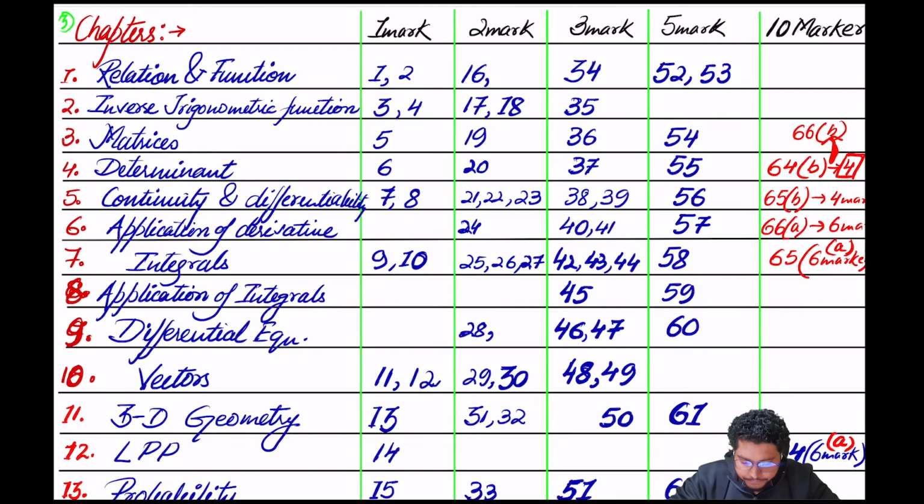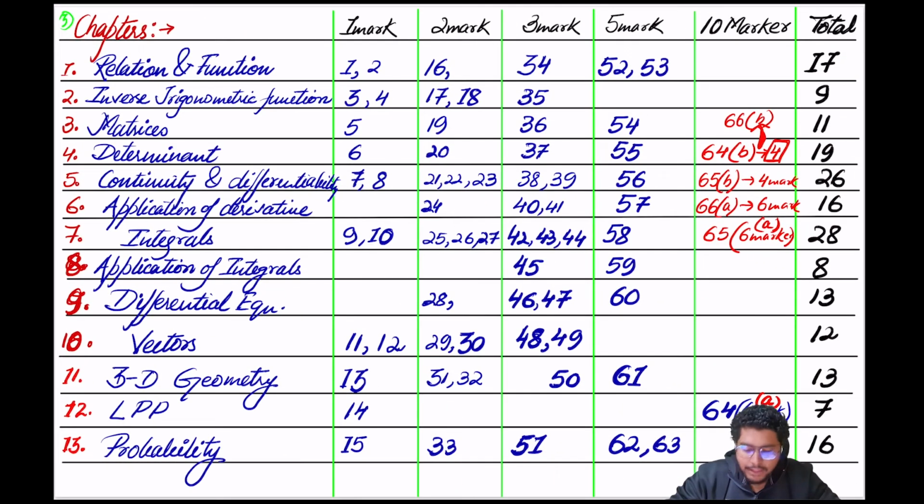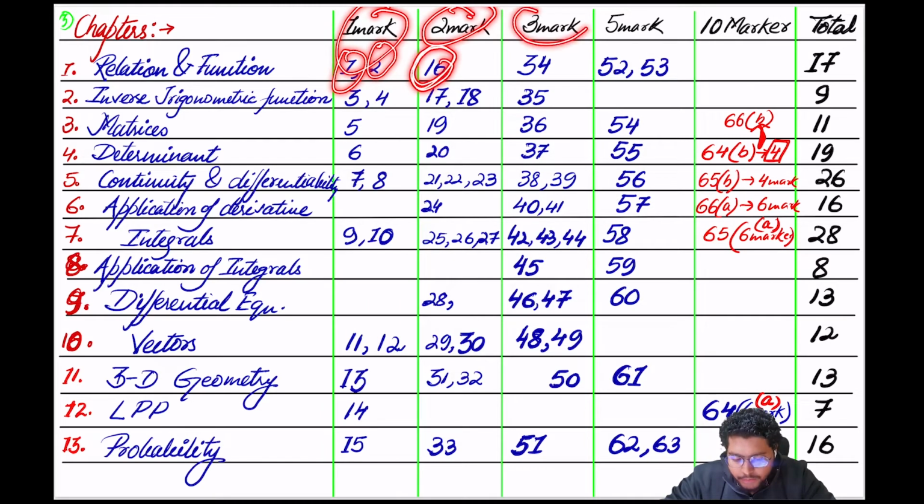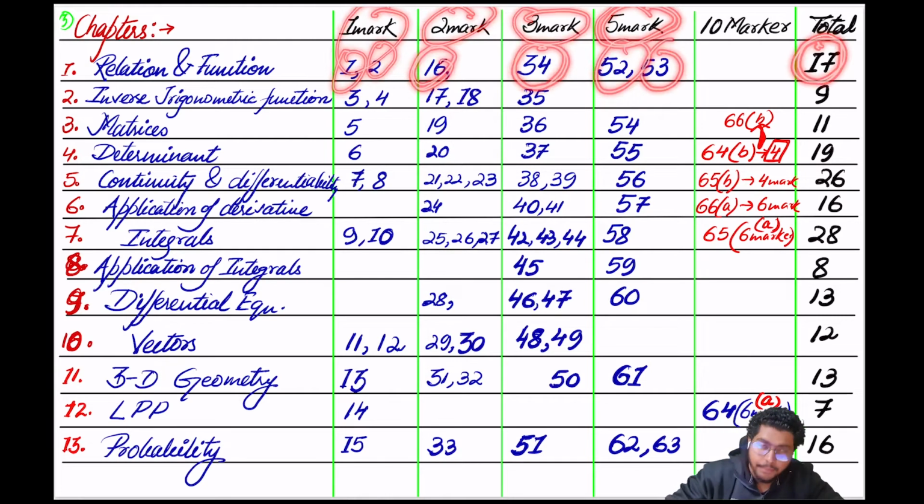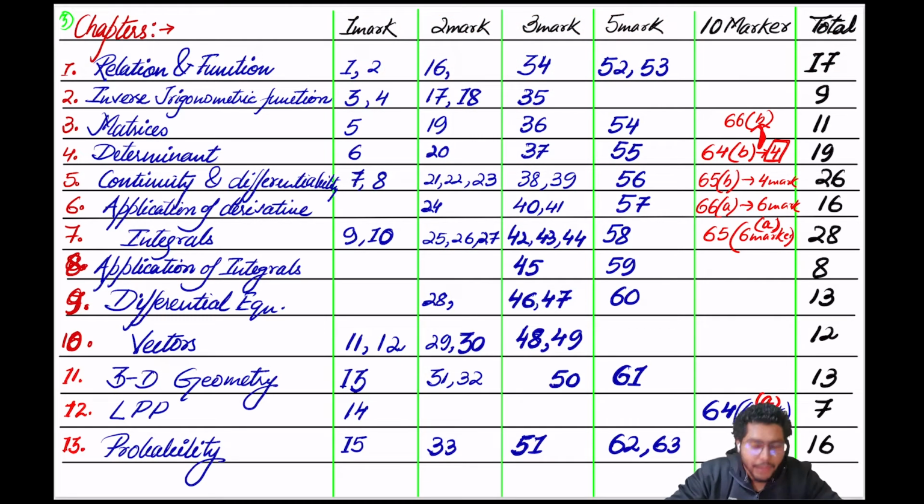If you see, from the chapter relations and functions, question number 1 and question number 2 were from the 1 marker part. From the 2 marker, question number 16 was that. From the 3 marker, question number 34 was that. For 5 marker, 52 and 53 were that. And then a total of 17 marks in the first chapter, relations and functions. So we can score a lot of marks from this chapter also.